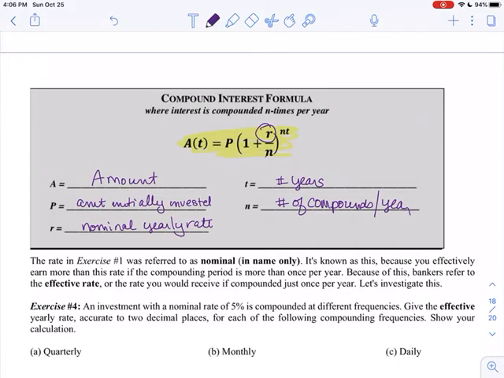So we were doing this. We took the rate, we divided by the number of compounds per year. If it's monthly, I divided by 12. If it was quarterly, I divided by 4. If it was daily, I divided by 360.